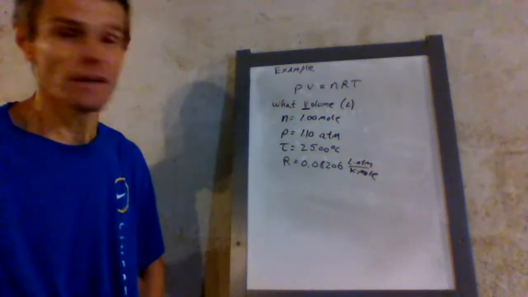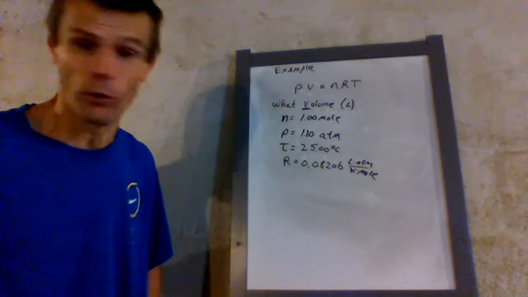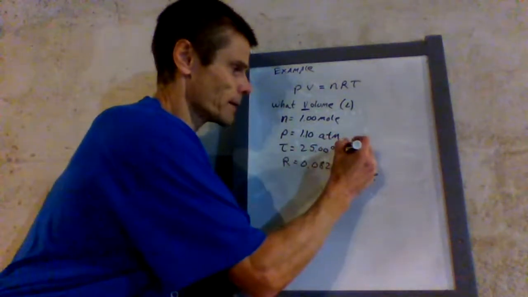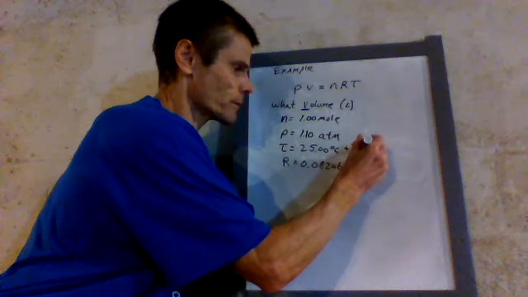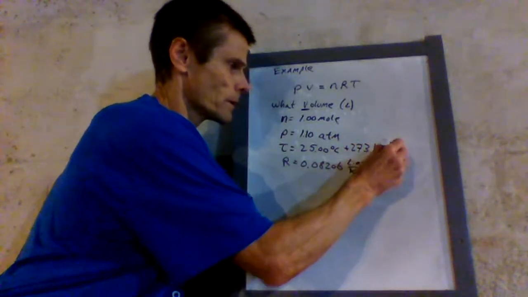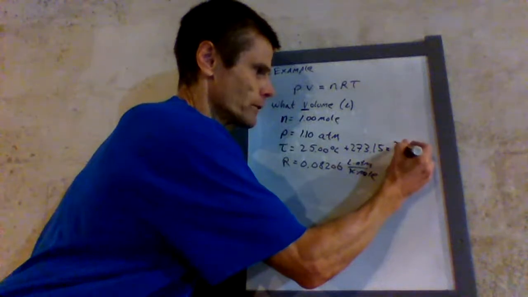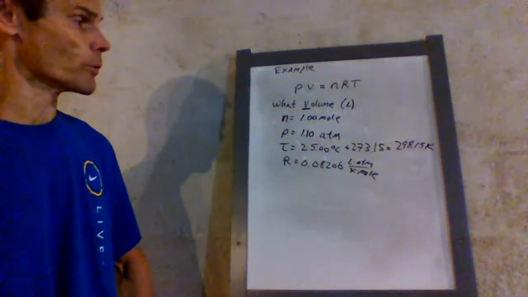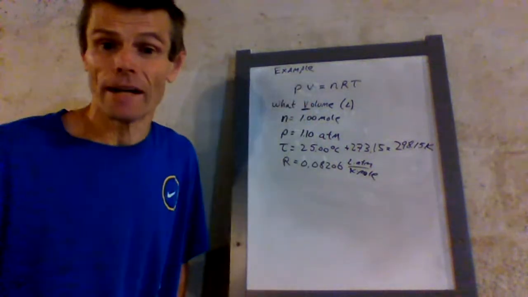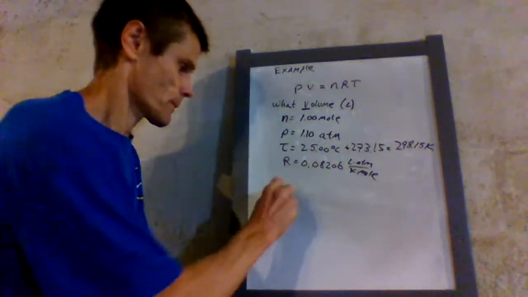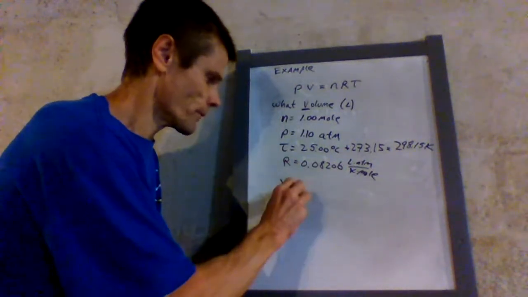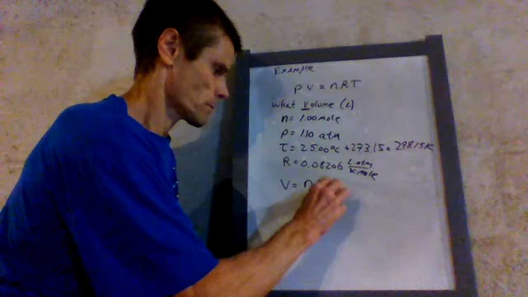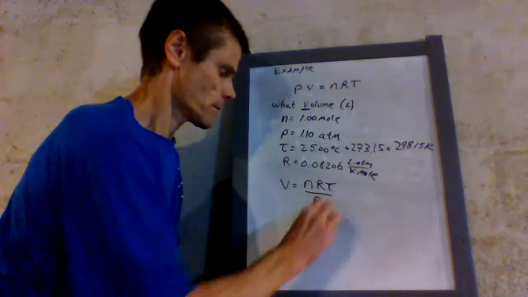We have Celsius. So as a first step, before we go any further, we need to convert our temperature to Kelvin. And we do that, as you recall, by adding 273.15. And our temperature is going to be 298.15 Kelvin. So those are all of our variables. Now all we're going to do is rearrange our ideal gas equation and solve for V. If we do a little bit of algebra, volume is equal to nRT divided by P.